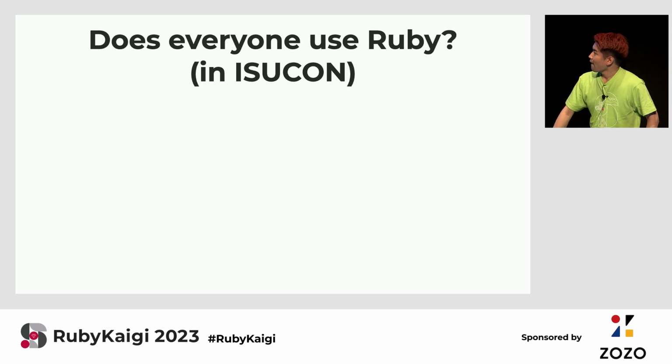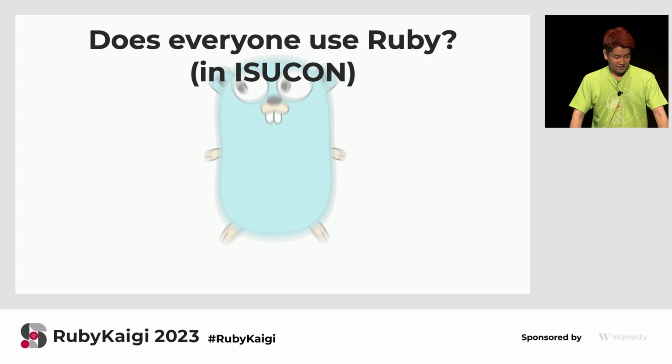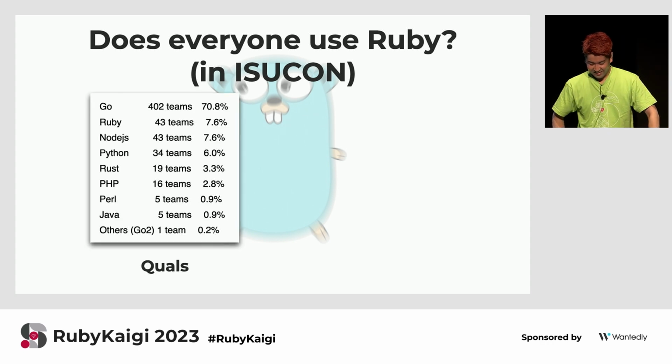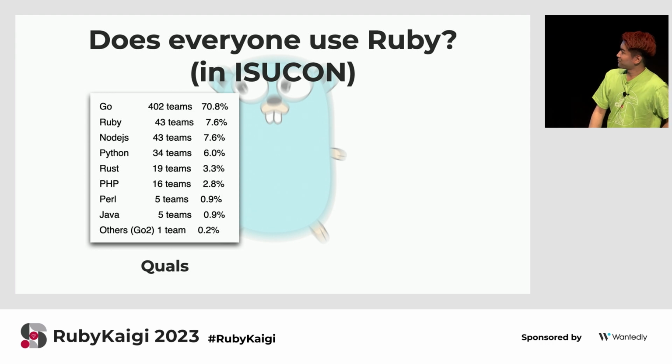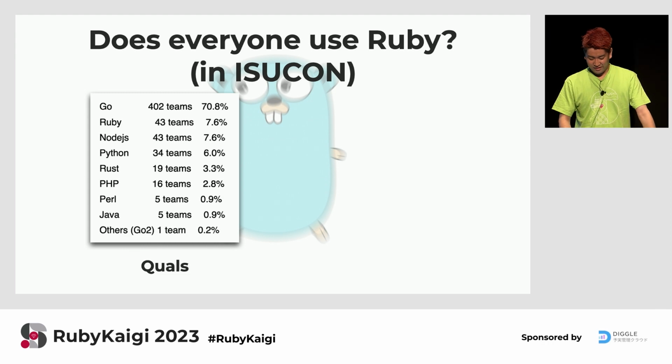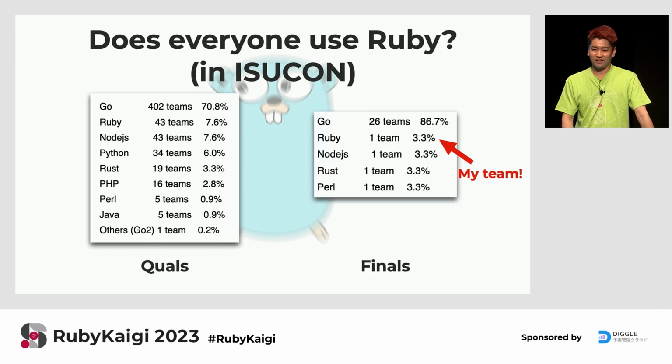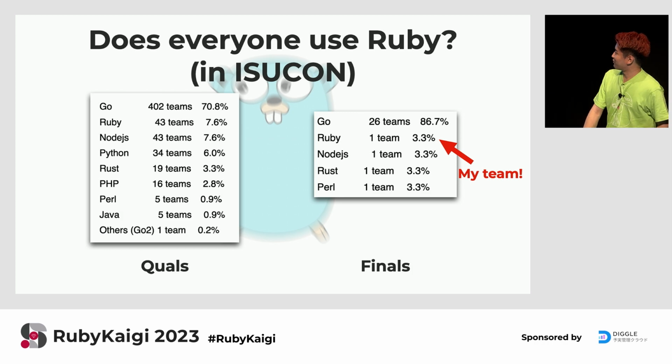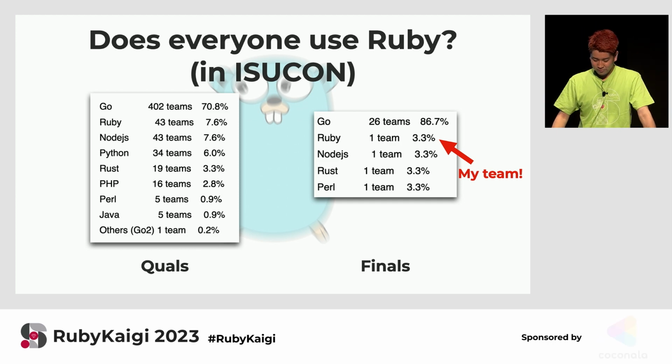Well, Ruby is a wonderful language. Does everyone use Ruby? Do they? This is the statistics. There are 2 rounds, the qualifications and the finals. In the qualification round, 70% of the teams use Go. And in the finals, 86%. The only Ruby team was my team. It's from the last ISUCON. Previous ISUCONs had more Ruby teams, but I just pulled this from the last one.